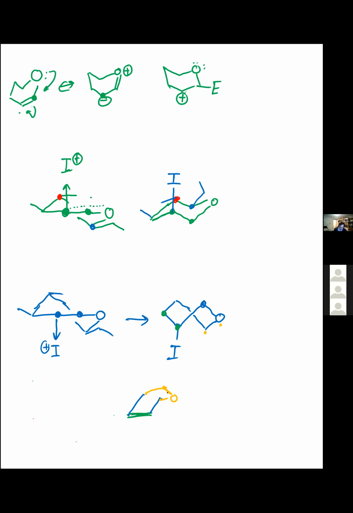You kind of have, if we flip it on its head, like there's this bond here. There's the green. There's the blue. So that's kind of a boat.